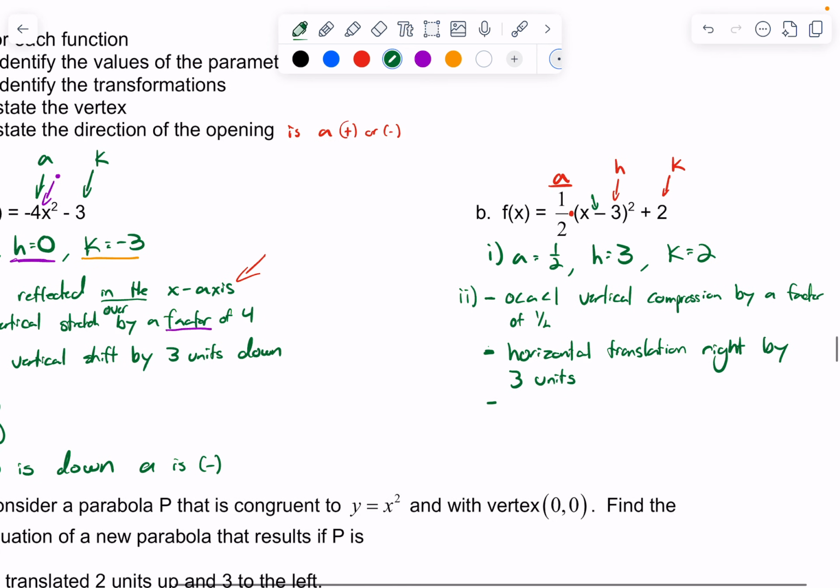And then the next one, the k value talks about being up or down. So you have a vertical translation or shift. You can use either word. Sorry, because I noticed I used shift over here. Translation up by 2 units.